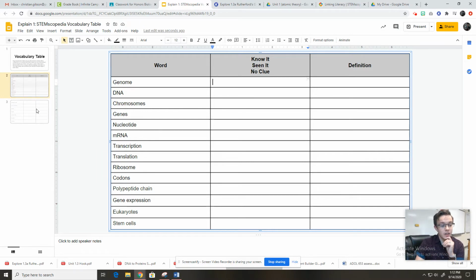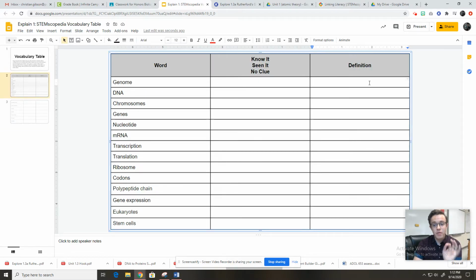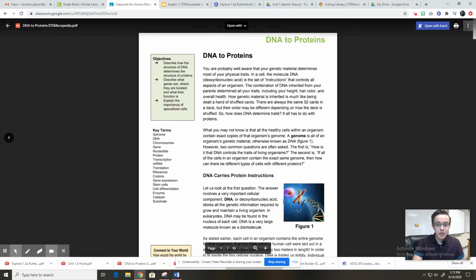And then what you are going to do is, as you read, you're going to look for these words, okay, and fill in your own version of the definition here. Now, for some of these words, their definition might be really long. So what I want you to do is just paraphrase it in your own words, what these mean. You're going to find them in the Stemscopedia, and I want you to paraphrase it here. And what that's going to do is really help take what those words mean and deposit that information into your long-term memory.